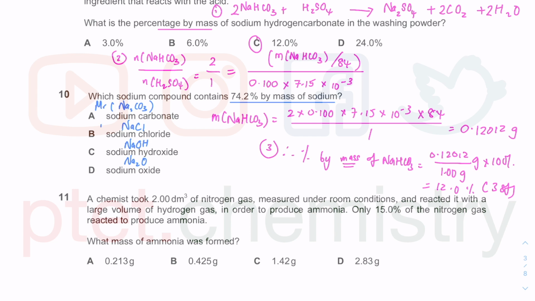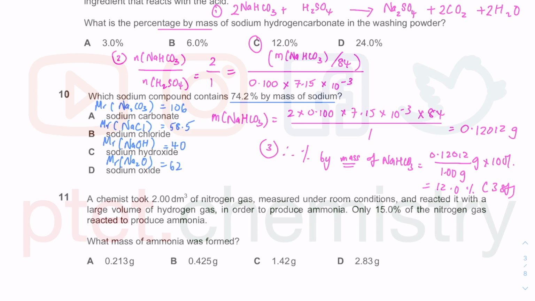I'm going to work out the MR for each of these. So space is really limited, but you can listen to me as I talk you through the method. Na2CO3, so 23 times 2 plus 12 times 1 plus 16 times 3, I get 106. NaCl, 23 plus 35.5, there's 58.5. NaOH, 23 plus 16 plus 1, there's 40. Na2O, 23 times 2 plus 16, there's 62.